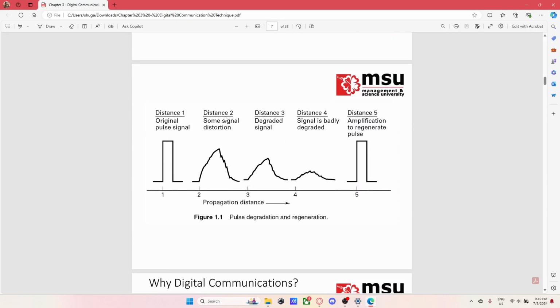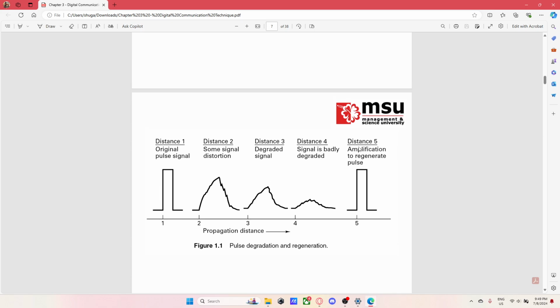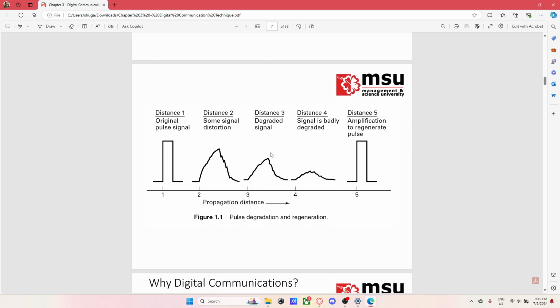So this is how you would see pulse degradation and regeneration. Okay, this is an original pulse signal, and there is some signal distortion as well as a degraded signal, and the signal is badly degraded. The application is to regenerate the pulse. It is a way to fix the signal where it is distorted by noise, but with digital communication we can change all of that back into the original signal in a simpler way.